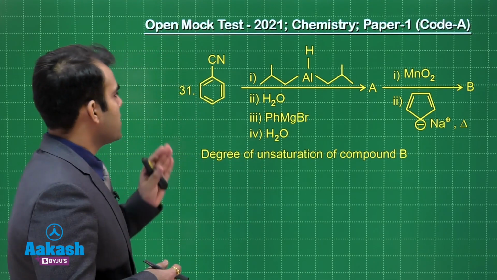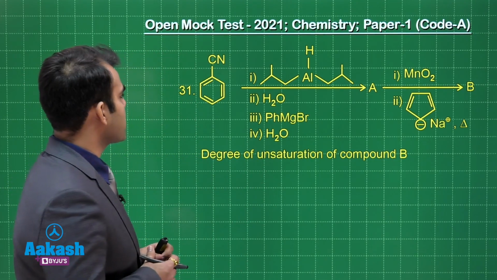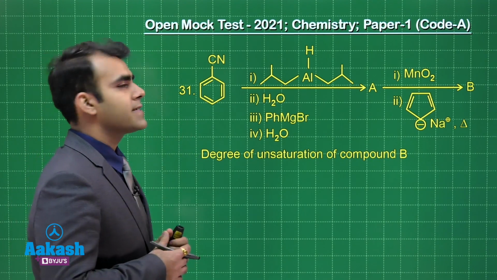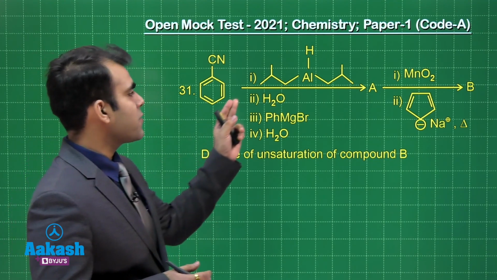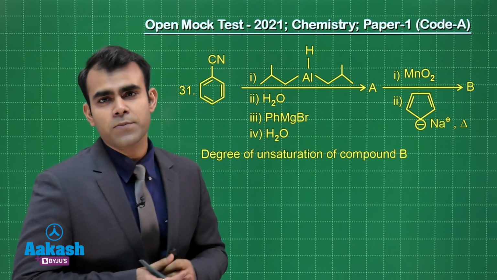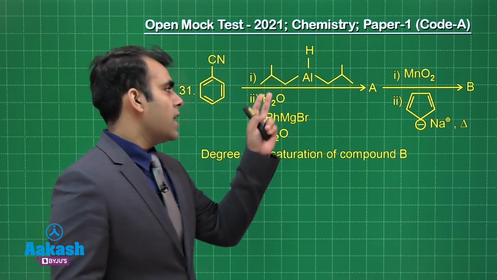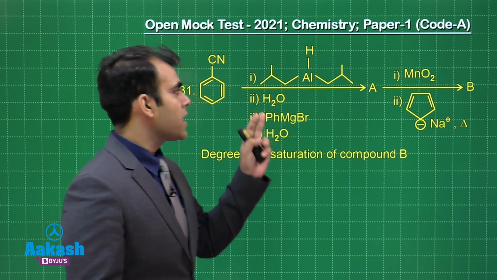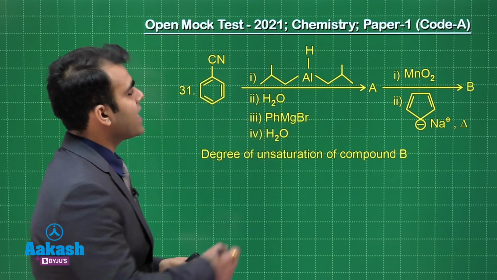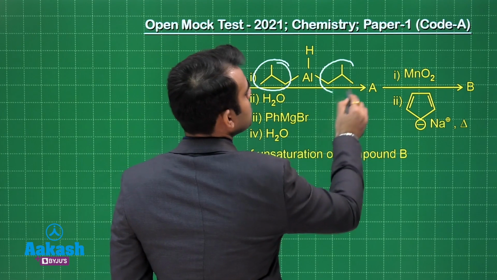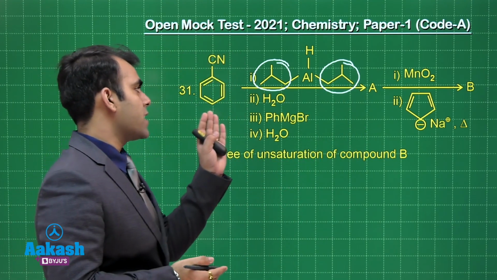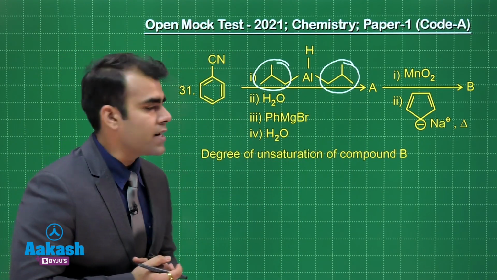So here we have one more organic question, and in this question you can see we have been given cyanobenzene and we are reacting it with, now this structure is beautiful. Sometimes students leave the question by seeing a difficult structure, but if you see closely, this is basically isobutyl group. This is diisobutyl aluminium hydride.